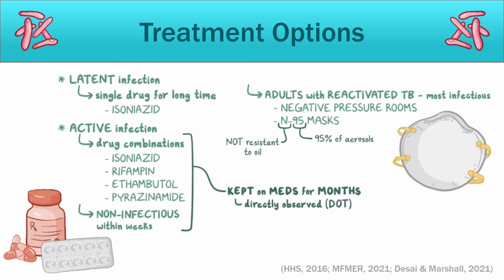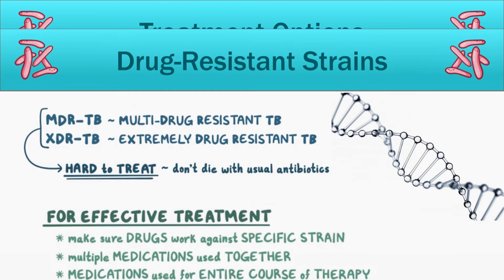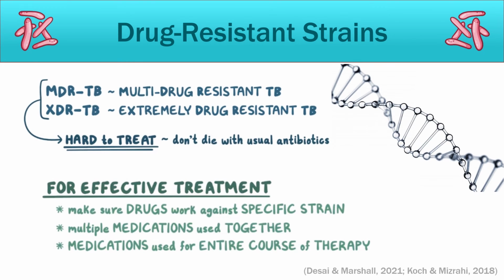Even after patients are no longer contagious, they're typically kept on multiple medications for many more months to make sure that the bacteria is completely destroyed, usually with directly observed therapy, or DOT, where somebody actually watches and confirms that you are taking your medication. On top of all of this, there is additional worry about new drug-resistant strains of tuberculosis that are changing infections in various parts of the world.